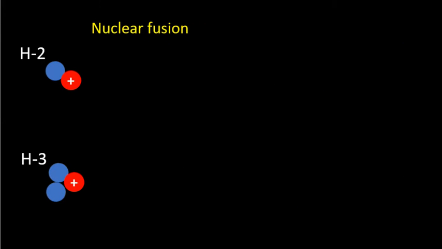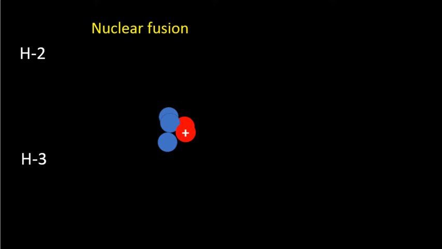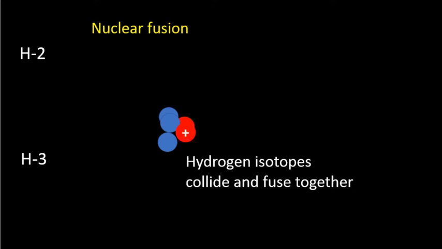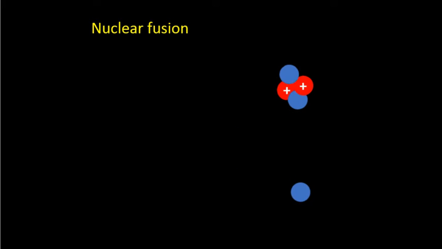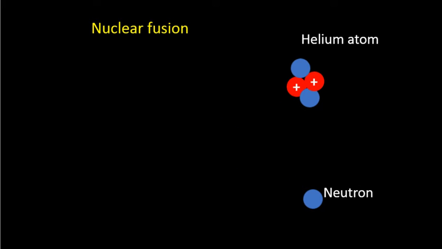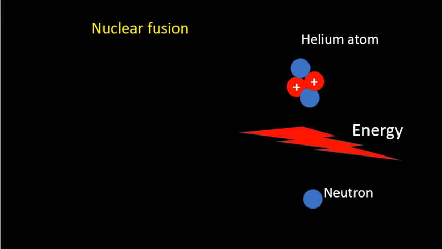In the lesson, they also talk about nuclear fusion, and here's an example of 2 hydrogen isotopes. H2 is called deuterium with a mass of 2, H3 has a mass of 3, and that's called tritium. In nuclear fusion, under a tremendous amount of heat and pressure, the hydrogen isotopes are going to collide and fuse together, resulting in an atom of helium, and then the release of a neutron, and also a tremendous amount of energy is produced.